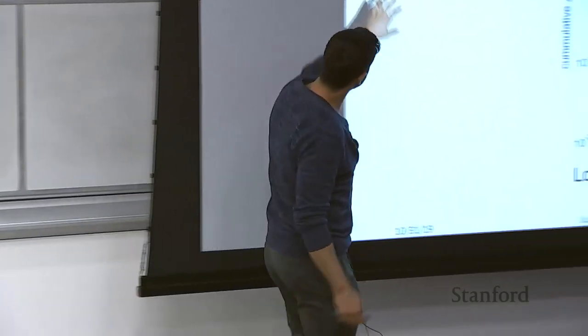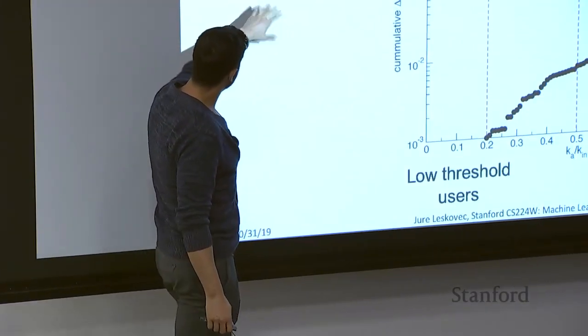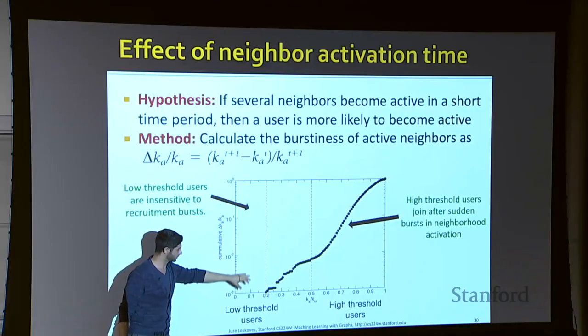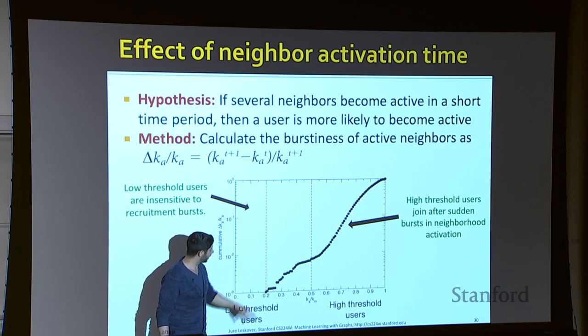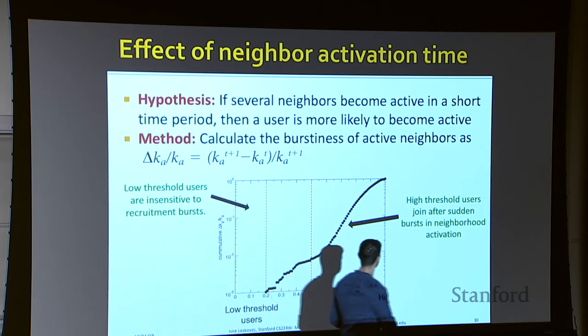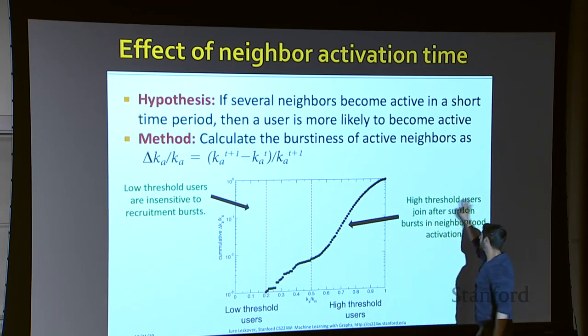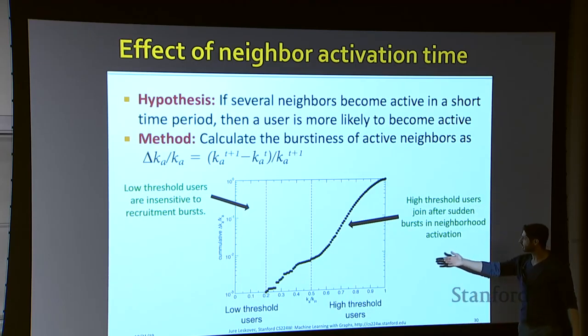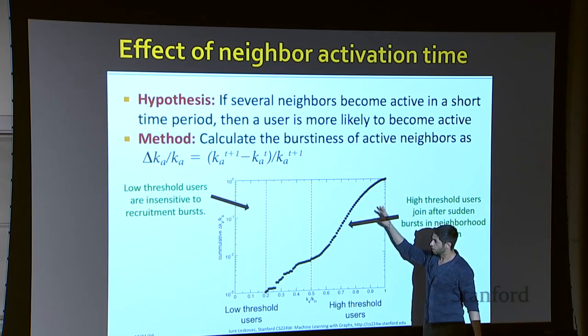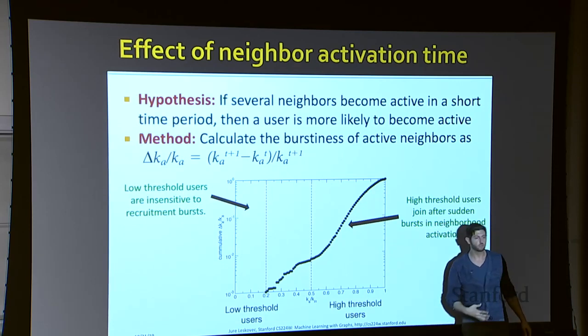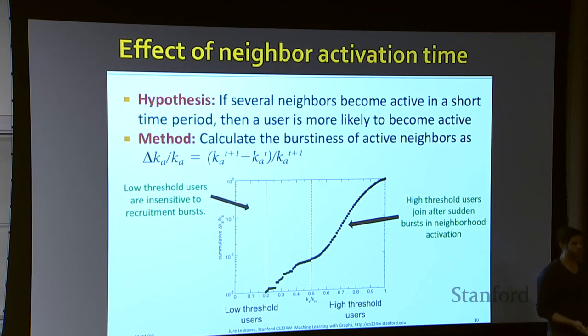So as you can see here, people that have low thresholds are insensitive even to this recurrent burstiness, okay? So this is our low threshold, remember before, around 0.1, 0.2. These are the people that don't require that kind of burstiness for the recruitment. And then on this side, we find all the high threshold users that are joining after there is a sudden burst of activity in the network, okay? So yet another interesting factor, which is not only how many of your neighbors have to be active, but also how quickly this has to happen in order for you to pay attention to it, okay?